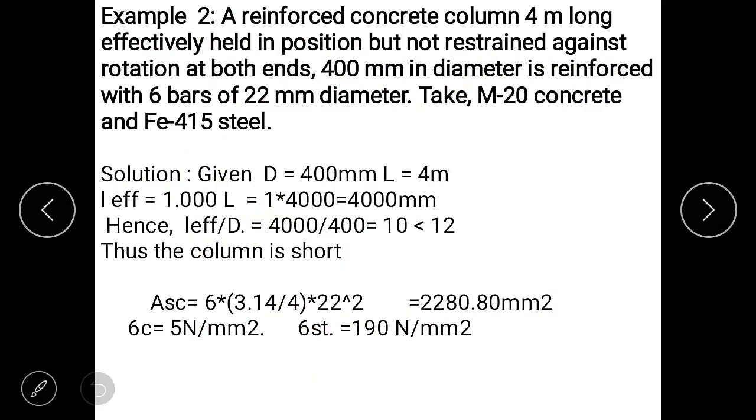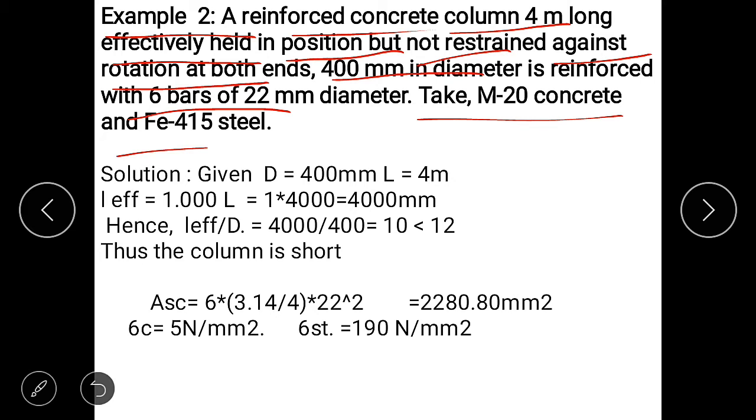Okay, now we are going to start example number 2. A reinforced concrete column 4 meter long, effectively held in position but not restrained against rotation at both ends. Here one condition is given for column length. The diameter of the column is 400 mm, reinforced with 6 bars of 22 mm diameter. Take M20 grade of concrete and Fe415 for steel.